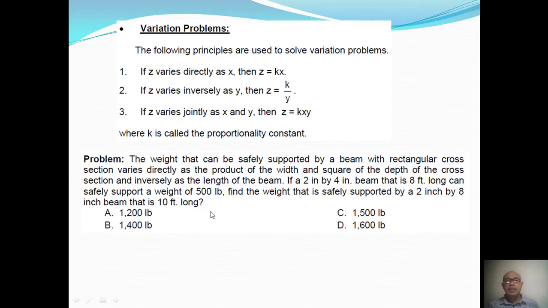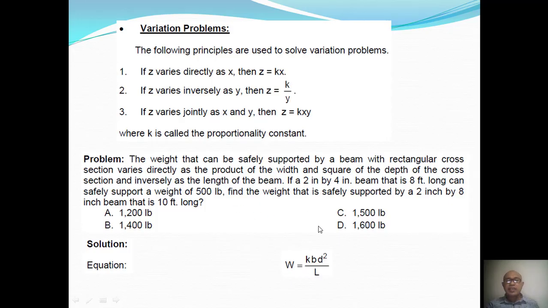Okay? So, we will represent the weight by W, then the width of the beam by B, then the depth as D, and the length as L. So, for this, we can write the equation: W, the weight, is equal to K B D squared over L. So, if we read again, the weight W is proportional to the width B and the square of the depth, and inversely to the length of the beam.